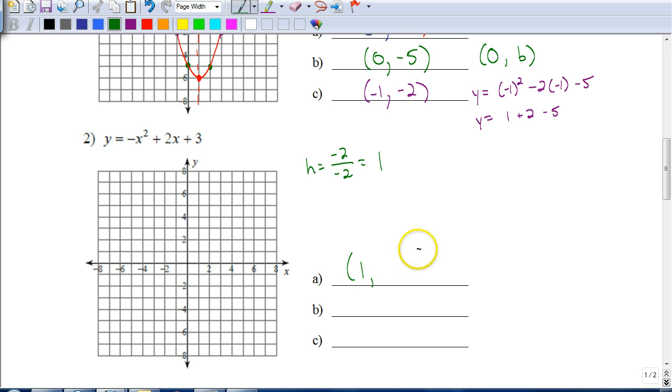Now to figure out what our y value is for our vertex, I'm going to put 1 in for x.